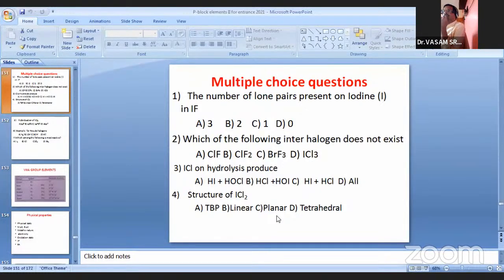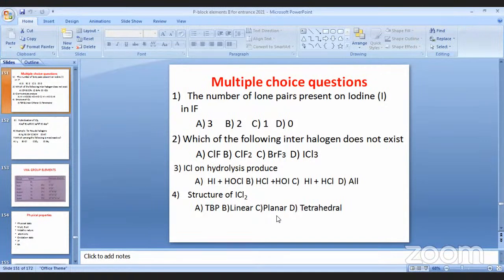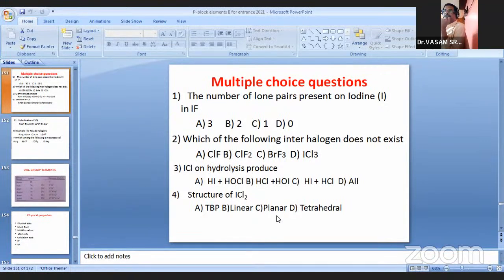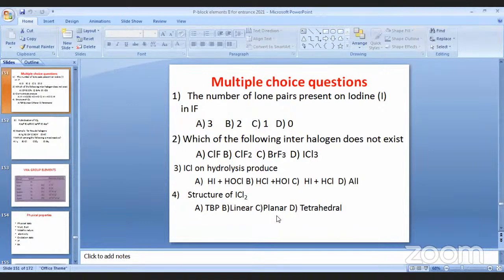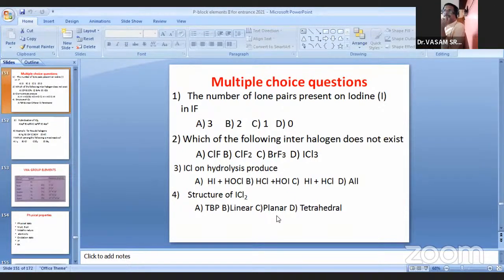Now some important multiple choice questions in 7th A. You see the first question: the number of lone pairs present on iodine in ICl. So in ICl, the central iodine has 7 valence electrons. Out of the 7, 3 lone pairs, and 1 unpaired electron forms 1 sigma bond with chlorine. So 3 lone pairs, 1 sigma bond. I'm asking about lone pairs. Therefore, the right answer is A, 3.